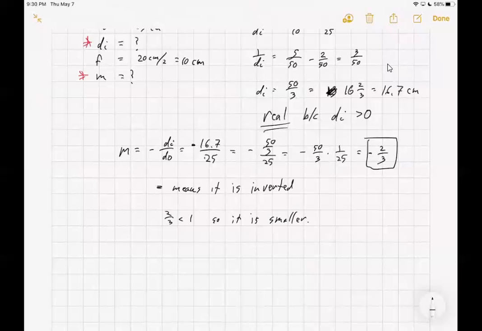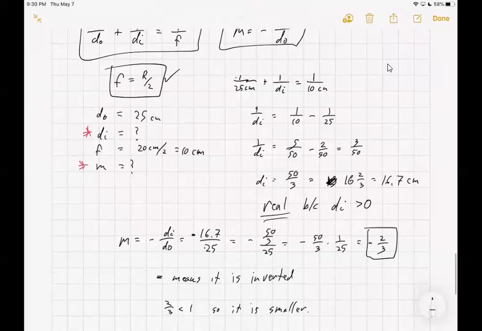Okay, so notice our starting distance was 25 centimeters and the focal length was only 10 centimeters. So we're pretty far outside of the focal length. And like we had talked about in our ray tracing video, that means we're going to get a small, real inverted image. And that's exactly what this math shows. Let's do another one.